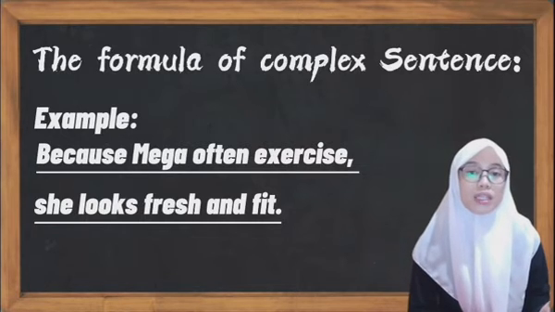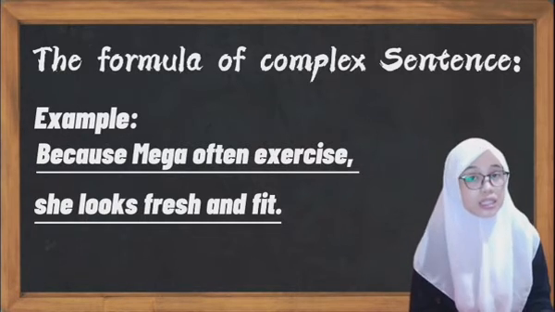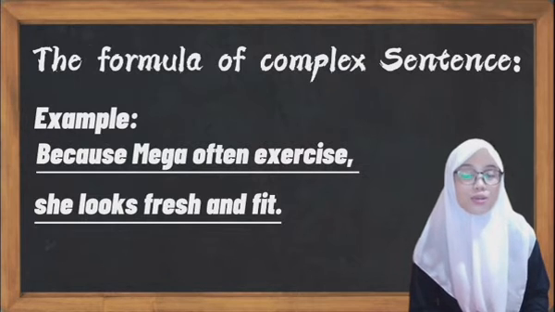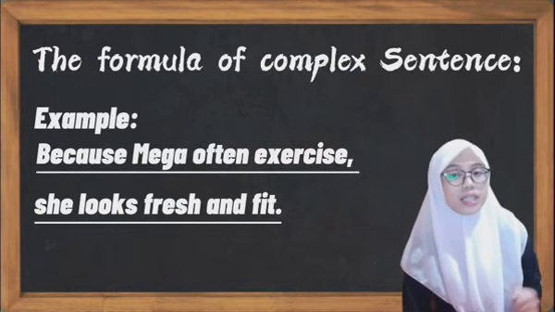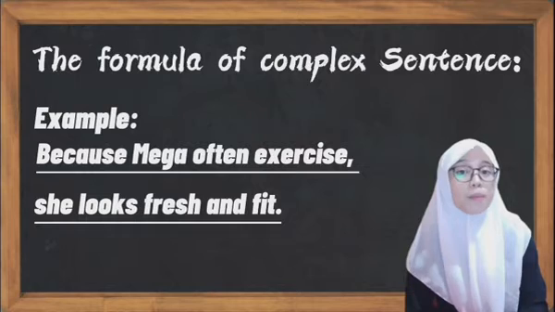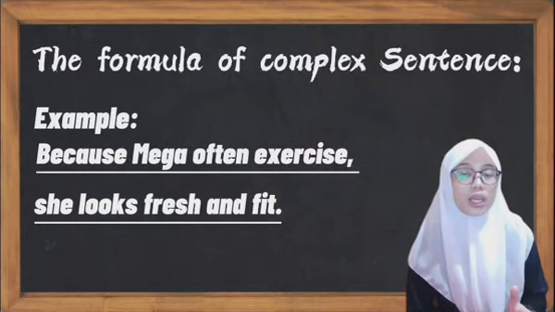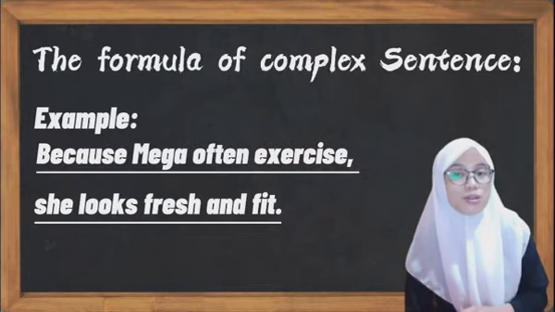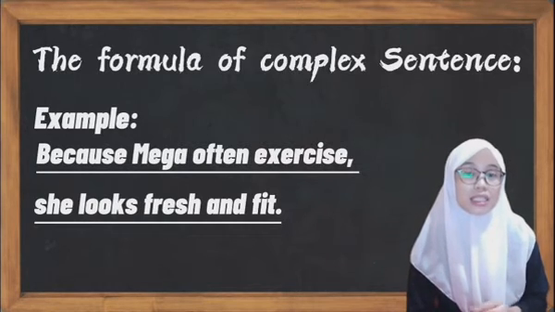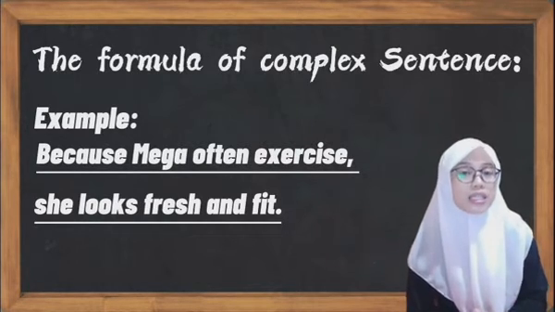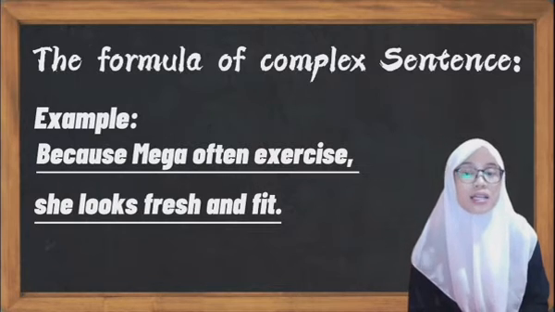The type of the dependent clause in this sentence is adverbial clause. Pay attention to this sentence. There is a comma punctuation in the middle as a separator between the dependent clause and independent clause because in this formula the dependent clause is at the beginning of the sentence.